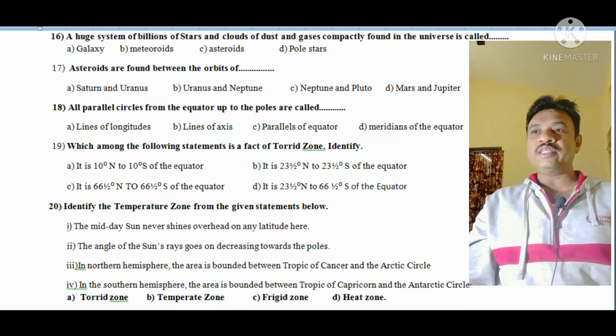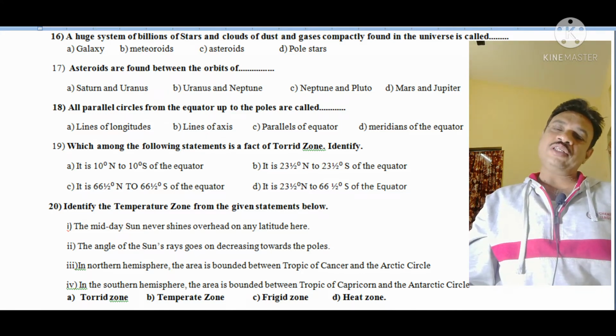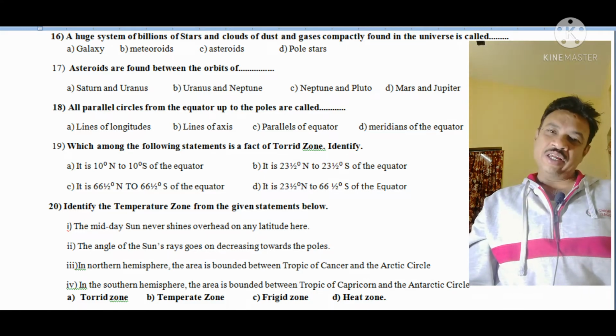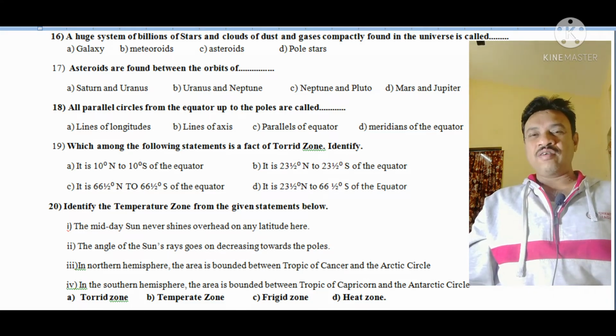Okay, so here are the options given. It is 10 degree north to 10 degree south, and the second option is 23 and a half degree north to 23 and a half degree south of the equator, and it is 66 and a half degree north to 66 and a half degree south of the equator, or it is 23 and a half degree north to 66 and a half degree south of the equator. The torrid zone, basically the heat zone, is found between 23 and a half degree north and 23 and a half degree south of the equator. Identify. Next question, question number 20.